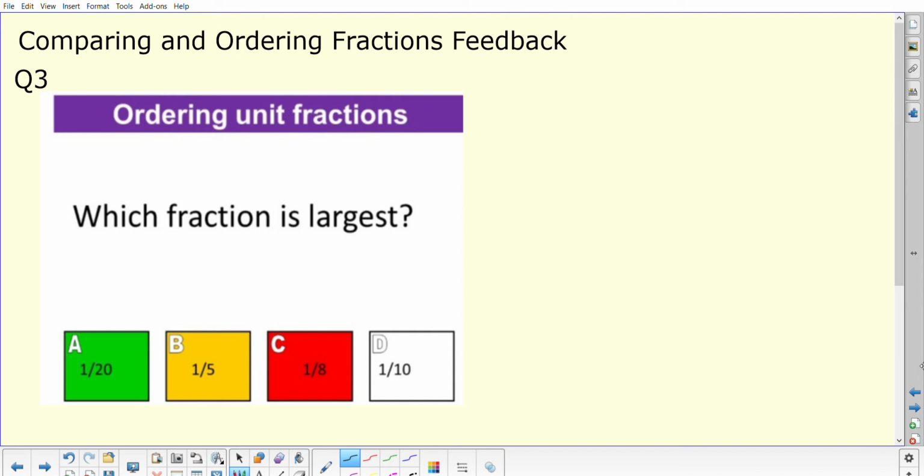This one, which fraction is the largest? So that's really the other way round saying that to you. So again, if the smallest fraction is when you've got the biggest number on the bottom, the largest fraction is when you've got the smallest possible number on the bottom. So that would be the opposite, which would have been 1 over 5.